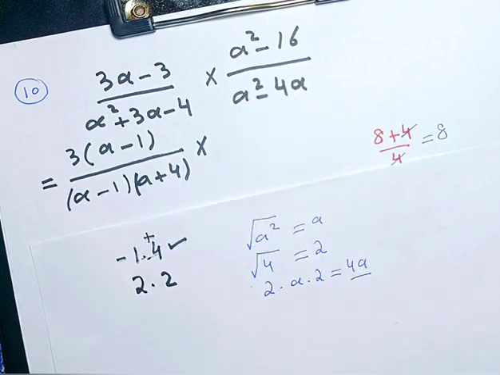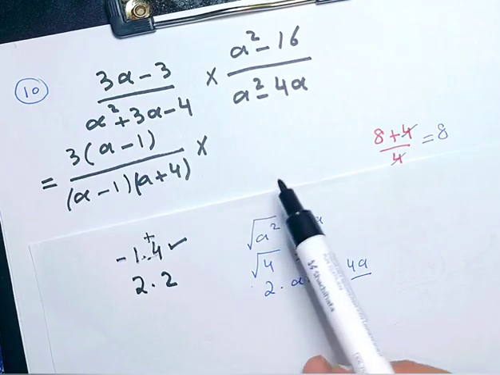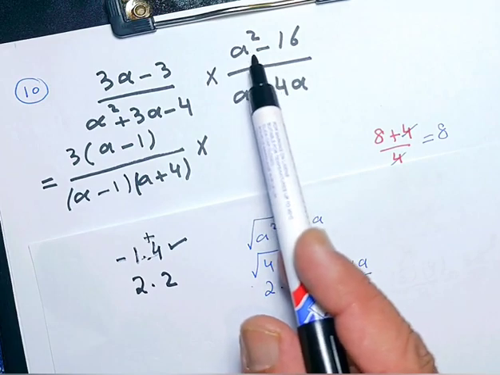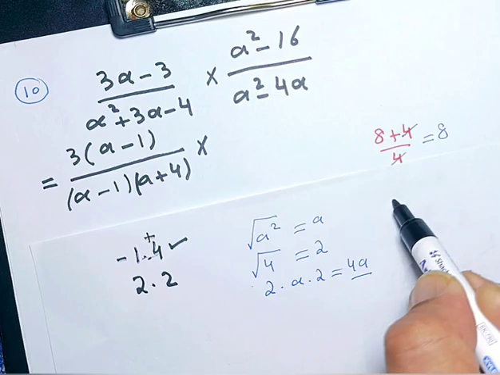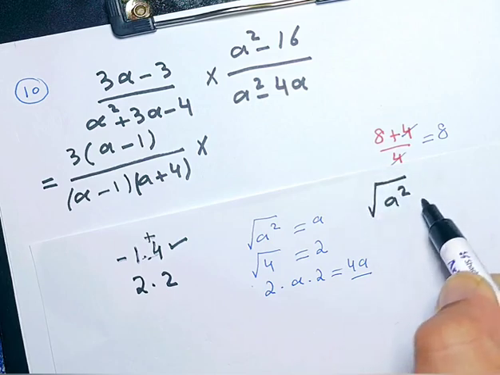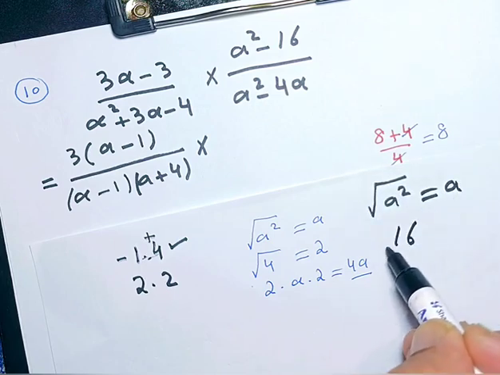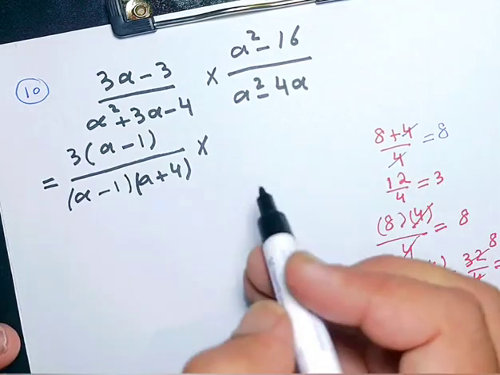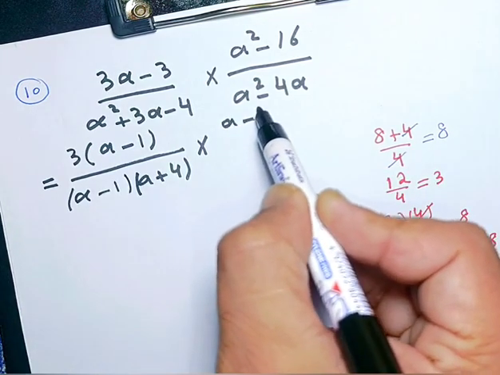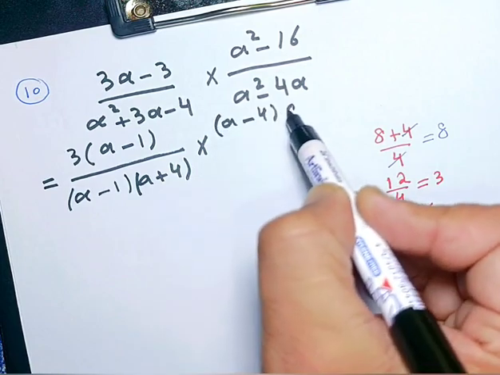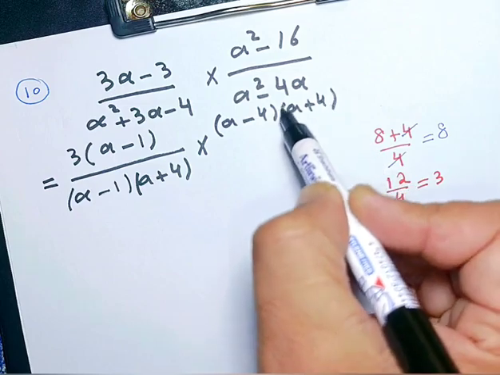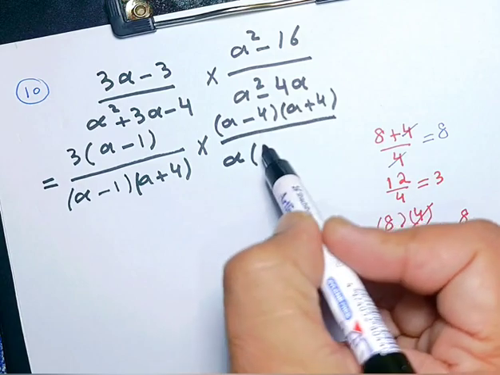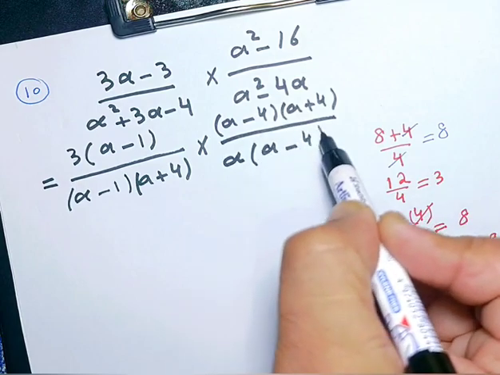minus 16. This is a difference of perfect squares, because it is a difference between squares. Have a look here. Two terms, always brackets. So the a power 2, I take the square root, the answer is a. 16 root, the answer is 4. So now a negative 4 multiply a plus 4, I open up the brackets. At the bottom, a is common, I can see the common factor, and left a negative 4.